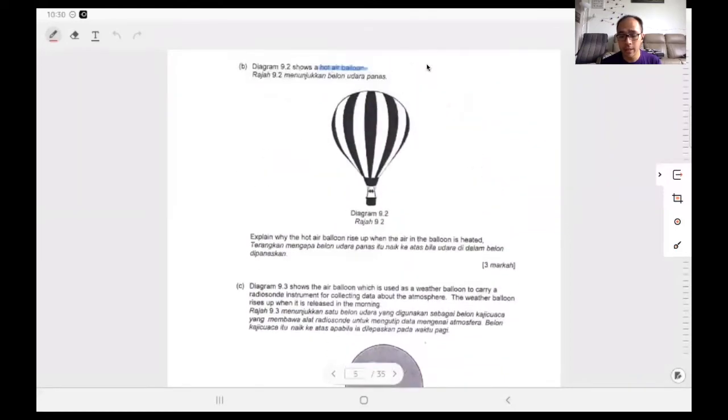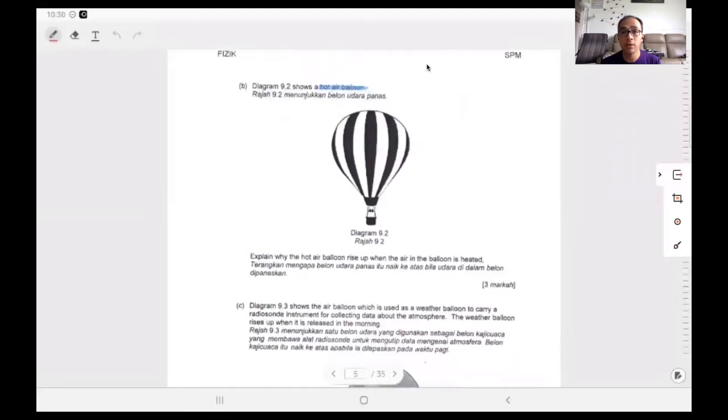Okay, and this is even better, no? They give you a hot air balloon and ask you to explain it. Okay, explain why the hot air balloon rises up when the balloon is heated. Okay, this is the Terengganu paper. Just give me a while.